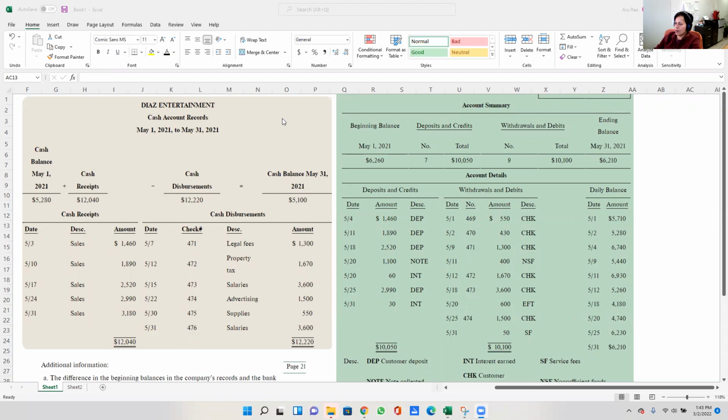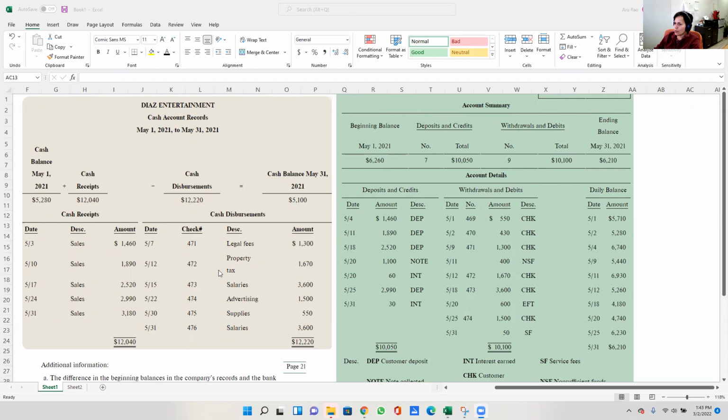We have DS Company. On May 31st, they're looking at their bank account. They say they have $5,100. But the bank statement, I've just kind of cropped off the top part, says that we have $6,210. Well, it's kind of nice that we have more money there. However, we need to make sure that we reconcile these two amounts.